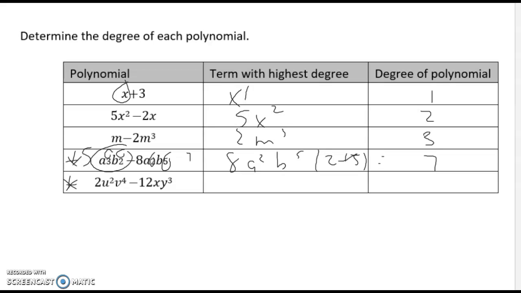Okay, and this last one right here, we have u squared and v to the 4. So 2 plus 4 gives us 6. This other one has a degree, x has a 1, and the y has a degree of 3. So 3 plus 1 gives us 4. So this one is going to be the highest degree. So that is the 2u squared v to the 4. And when you add 2 plus 4, this degree would be 6.